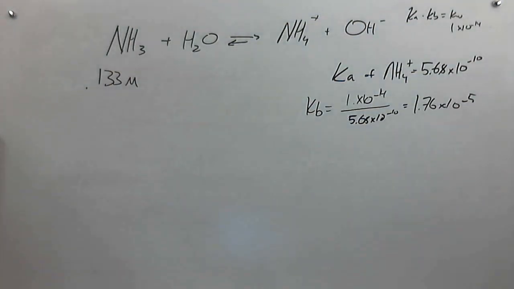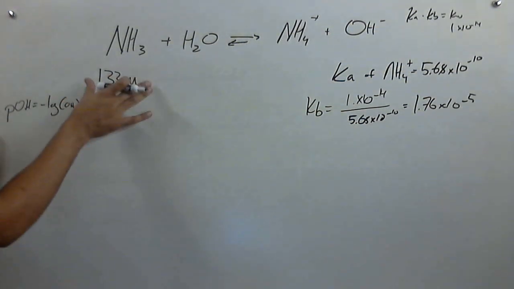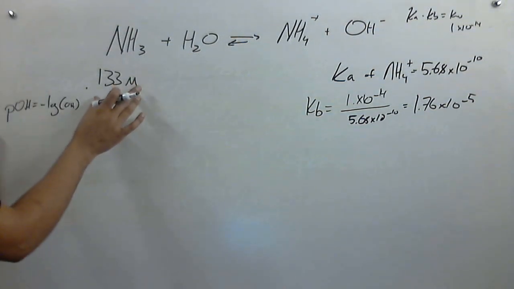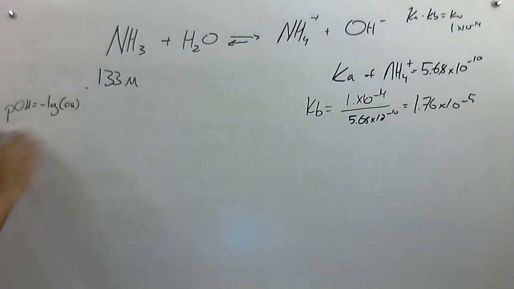Now, this is not a strong base, so we have to use a different formula. Remember, before we had pOH equals negative log of the OH concentration? We can't say that here. This isn't the strong base, this is the weak base. We can't use the strong base formula; we have to use the weak base formula.